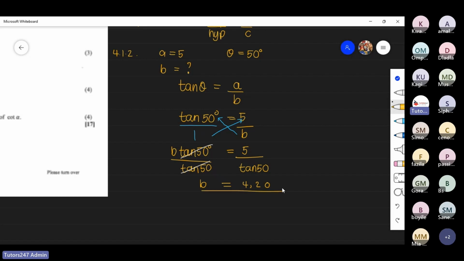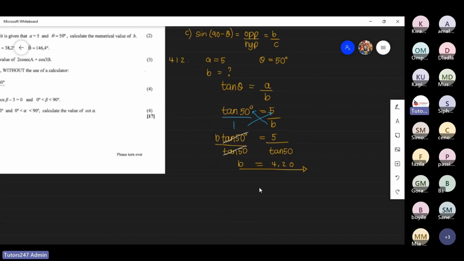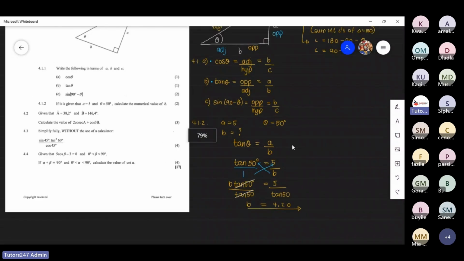Now that is our value of b. All we needed to do was find the appropriate identity to use, substitute the value of a, which was given, substitute the value of theta, which was given to us, and then finally use our algebra rules to solve for b. Now that is question 4.1.1, A, B, and C, 4.1.2 complete.